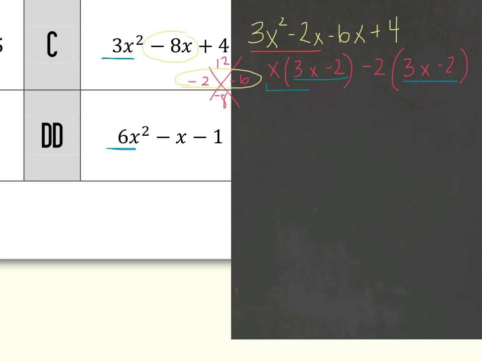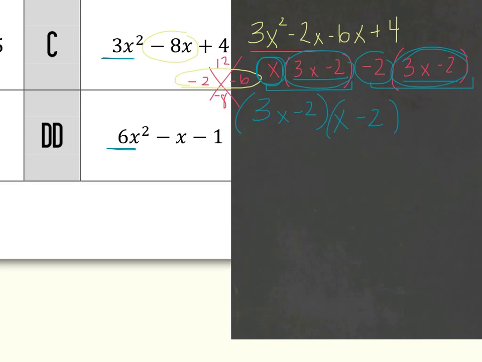So now I look at this whole guy and this whole guy, and I notice that I do have a 3x minus 2. And then when I pull it out of here, I'm left with this guy here. And when I pull it out of here, I'm left with this guy here.